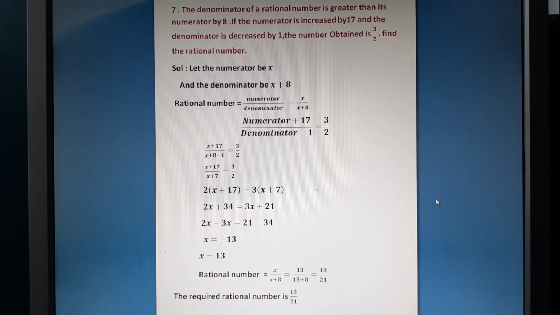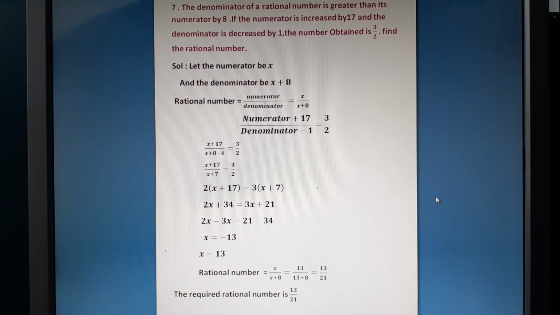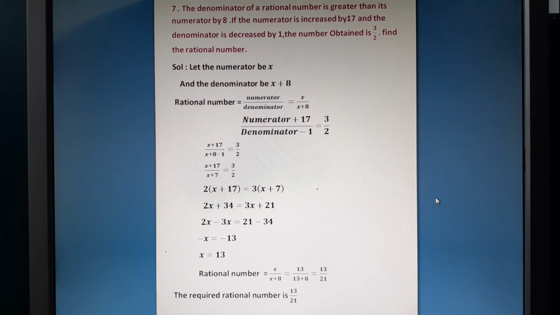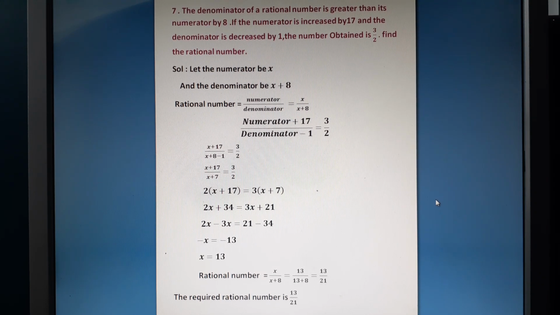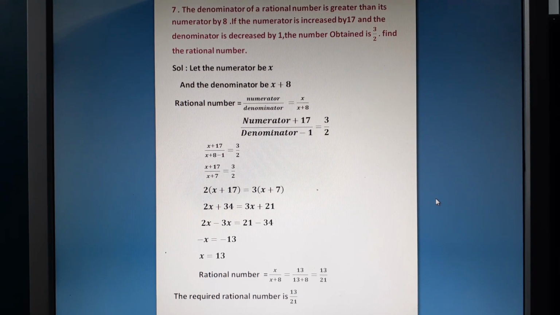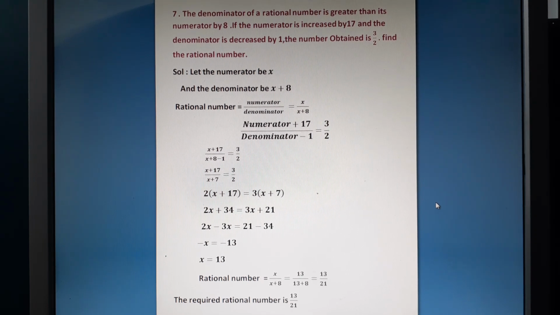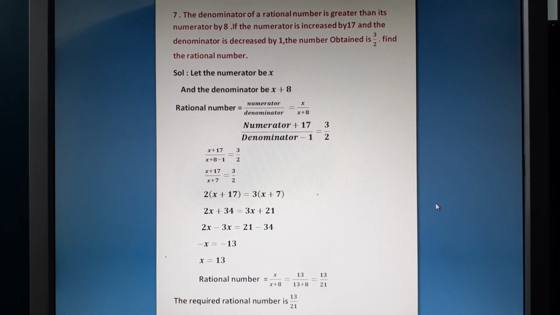Required rational number is x divided by x plus 8. Substitute 13 for x. We get 13 divided by 13 plus 8. That is equal to 13 divided by 21. So, the required rational number is 13 divided by 21. Here, numerator is 13, denominator is 21.